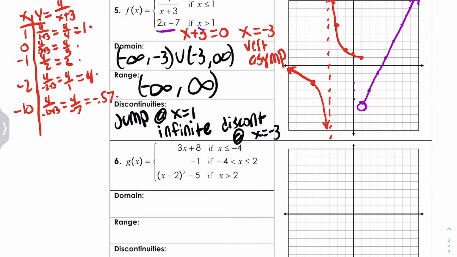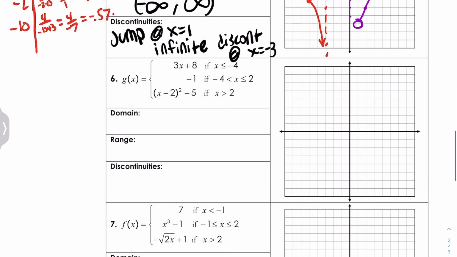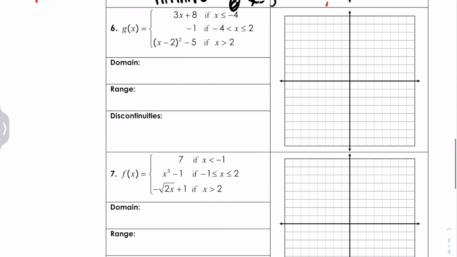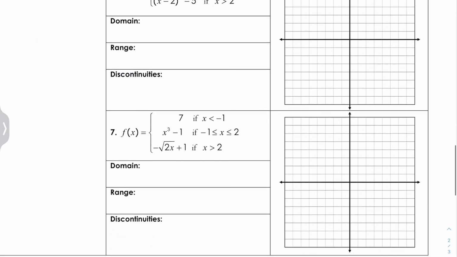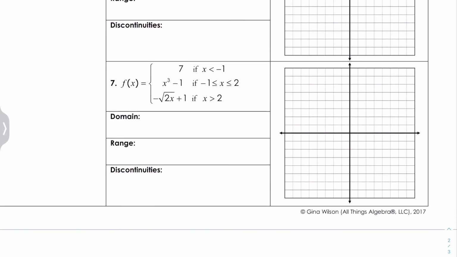If you want more explanations about discontinuities, I can link that also in the Schoology. Out of these next two functions, I'll do the square root one since you have the least amount of practice with that. We got 3 functions, so I'll use 3 different colors.